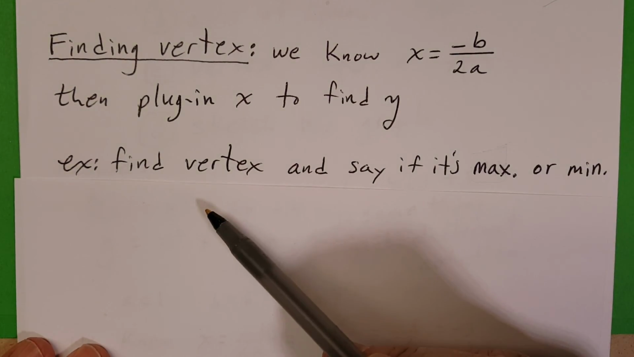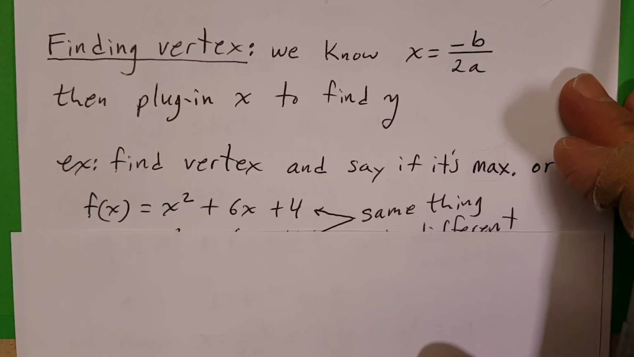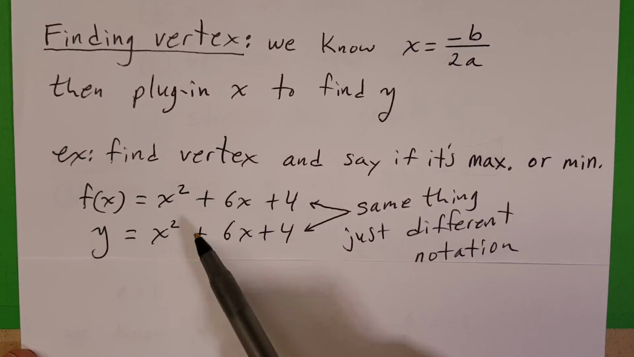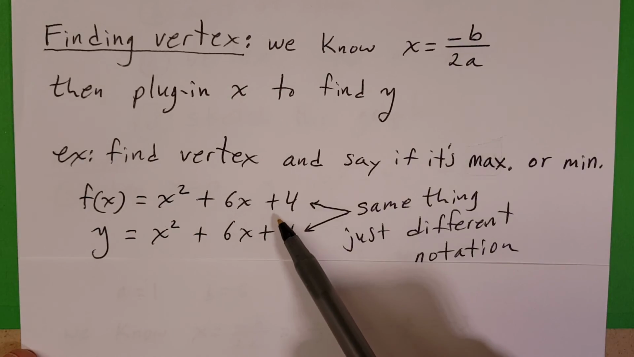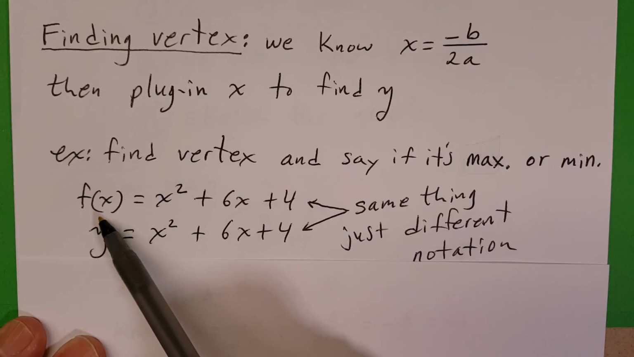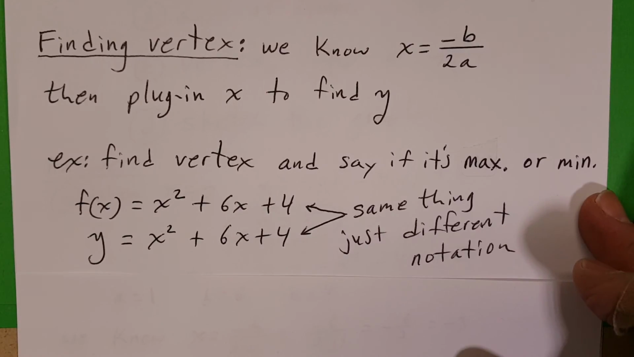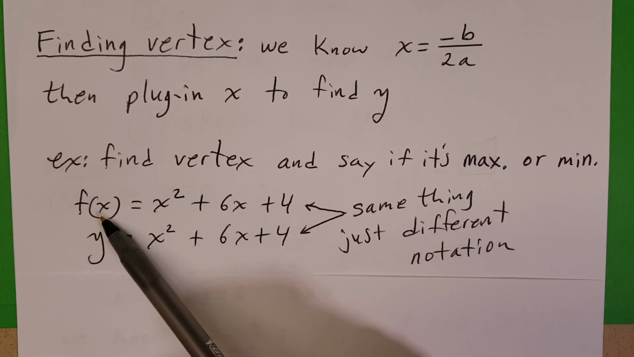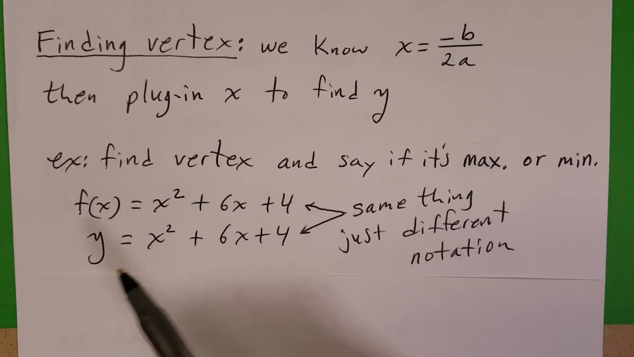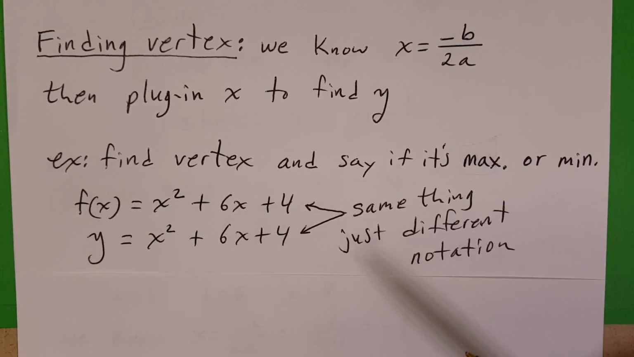Find the vertex and then say if it's a maximum or a minimum for this function, right? x squared plus 6x plus 4, right? Now, there's two ways of writing it. We could write it as f of x or y equals. It's exactly the same thing, just different notation, okay? There's a function that uses x and x does this. y is equal to x doing this. So it means exactly the same thing. You can use either one, okay?